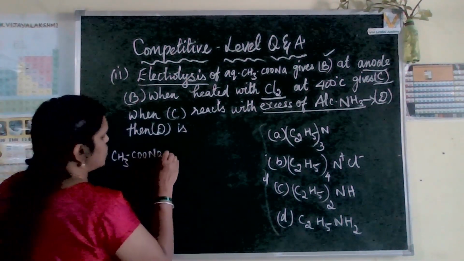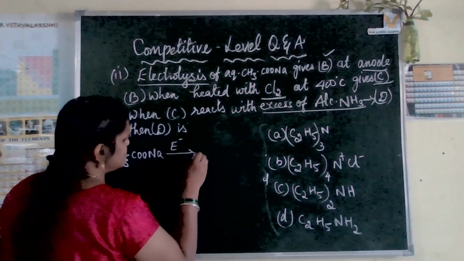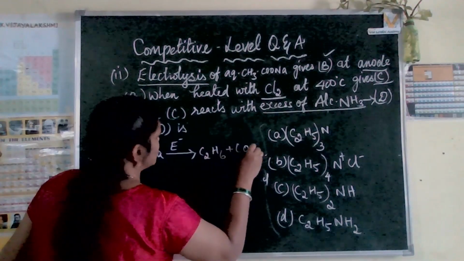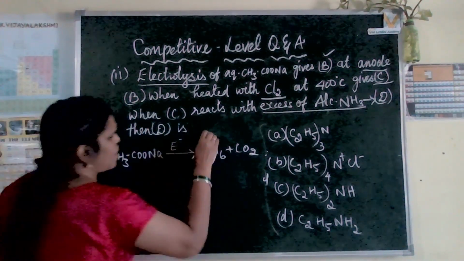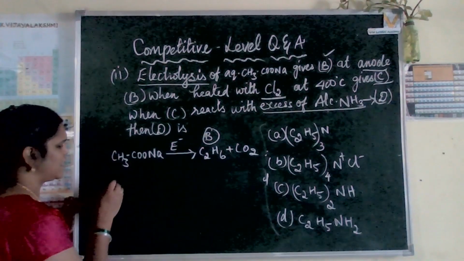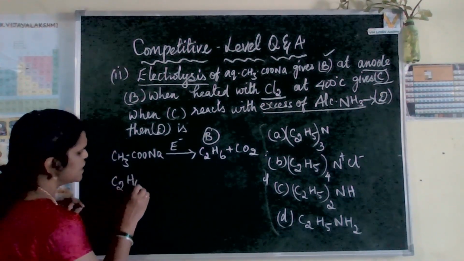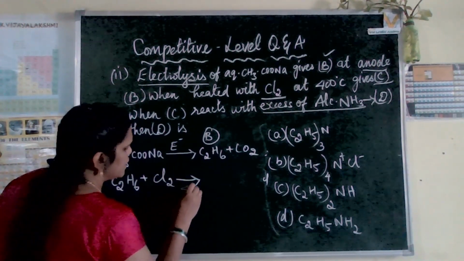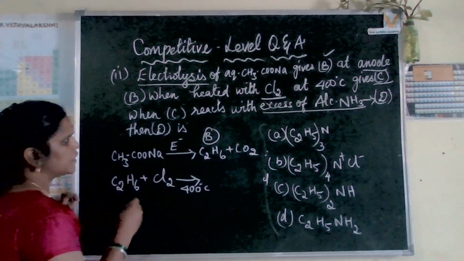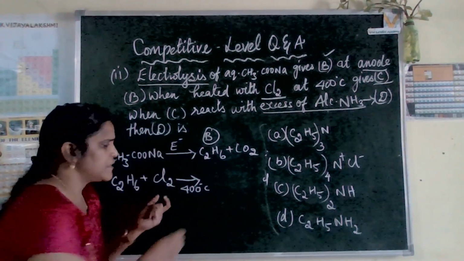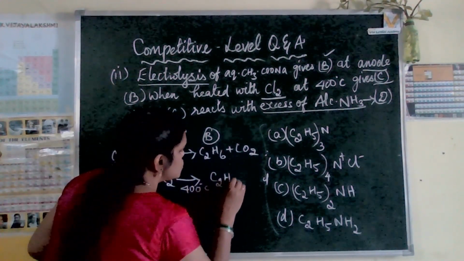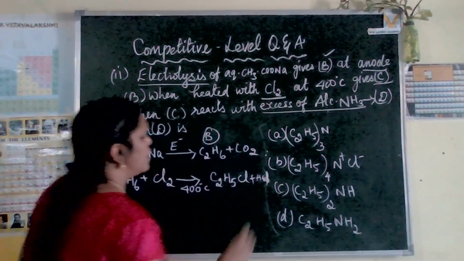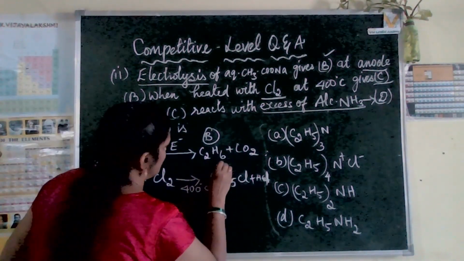CH3COONa undergoes electrolysis, and as I said, you will get C2H6 plus CO2. Carbon dioxide will be coming out. Now this is compound B. This C2H6, heated with chlorine at 400 degrees Celsius, gives what? This is a free radical mechanism, so you get C2H5Cl plus HCl. This is the major product we should consider.